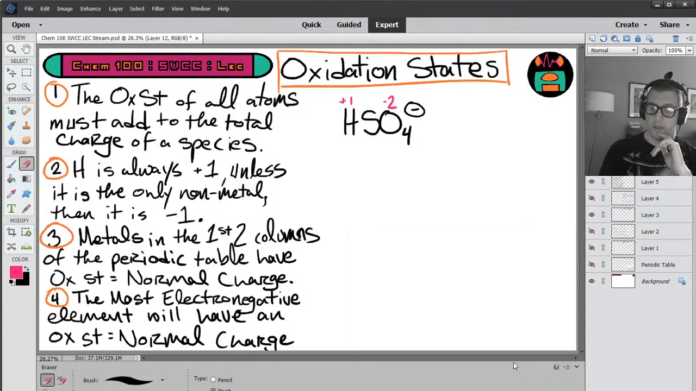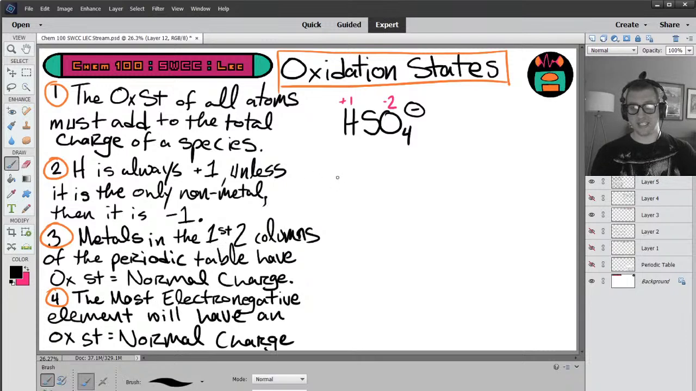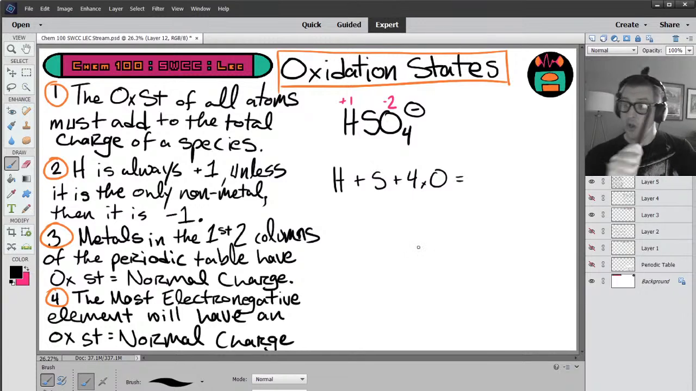All right, so now that we've used rule number 4 to assign oxygen's oxidation state, we can find sulfur's oxidation state, because rule number 1 says the sum of the oxidation states of all the elements in the species, so the oxidation state of hydrogen plus the oxidation state of sulfur plus the oxidation state of 4 oxygens, is equal to the total charge of the species, which for the first time is not 0. Our total charge here is -1. So we have to set all of these things equal to -1.